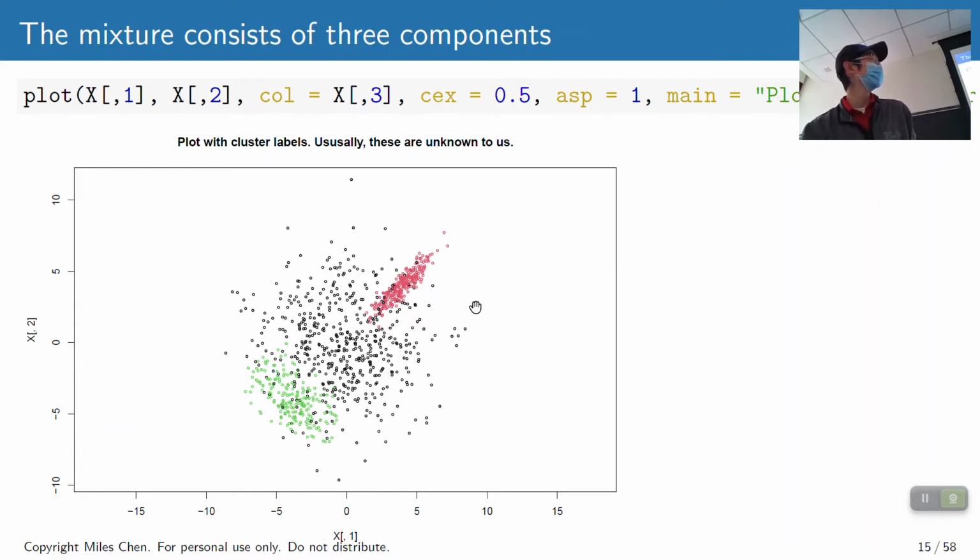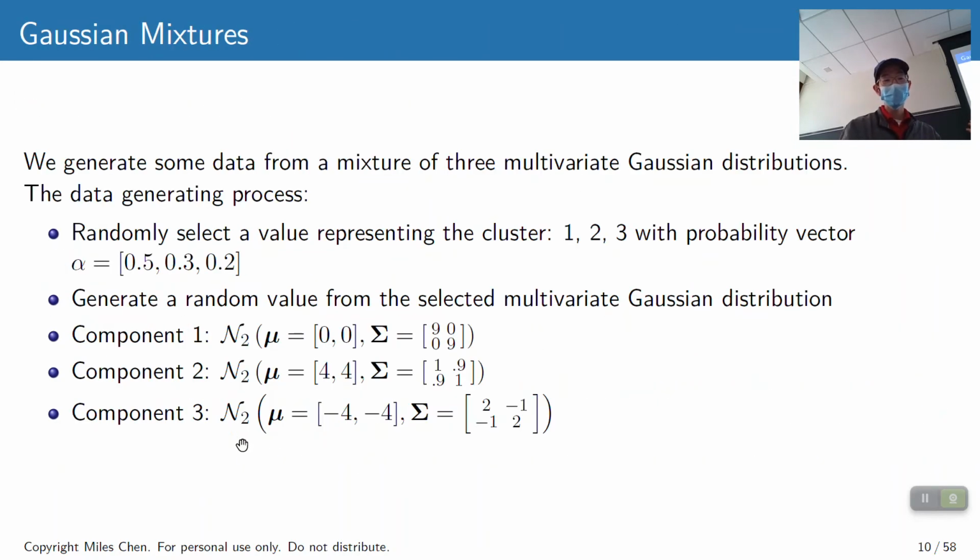When we label them with their points, we can see the black dots come from the first component with a mean of 0, 0 and a variance of 9. Then this one is a mean of 4, 4 with high covariance, and then we have a mean of -4, -4 with some negative covariance. So these are the 3 components that are being mixed together.